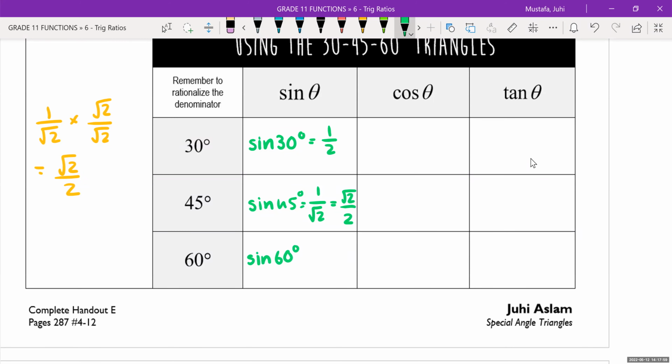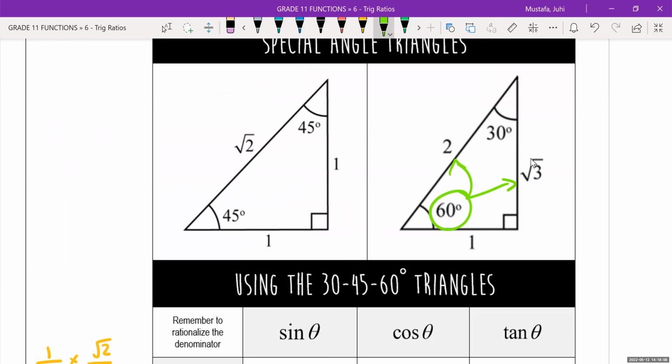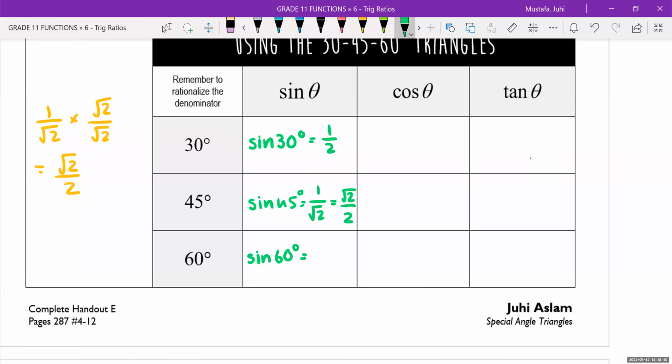Sine 60 degrees. We're going to go to our triangle that has 60, which is this one over here. Sine is opposite over hypotenuse. So it's going to be root 3 over 2. And again, that's an exact value. If you try to use your calculator, you would get a very messy decimal, and then you would get the answer wrong if I'm asking you not to use a calculator. Go ahead and do the same thing for cos and tan, and then check your answers with mine.